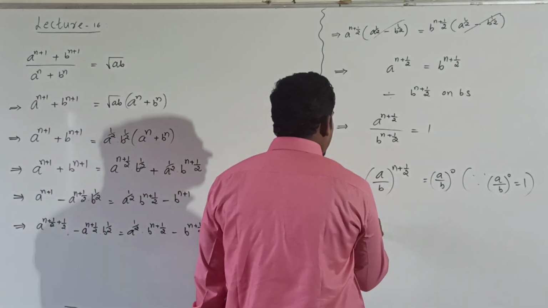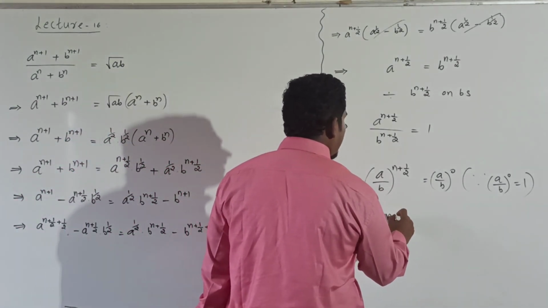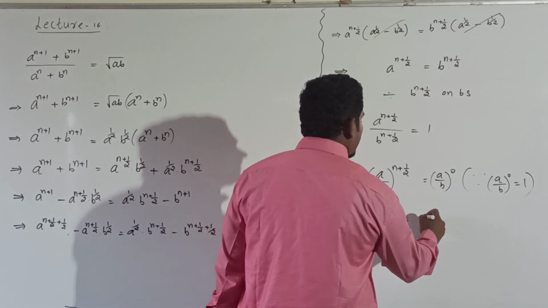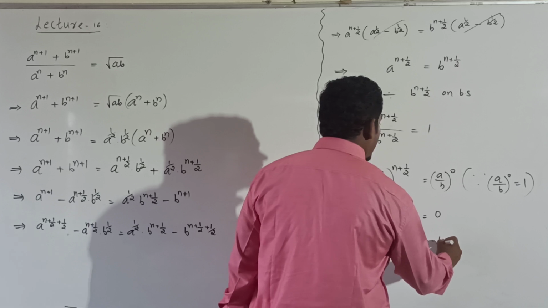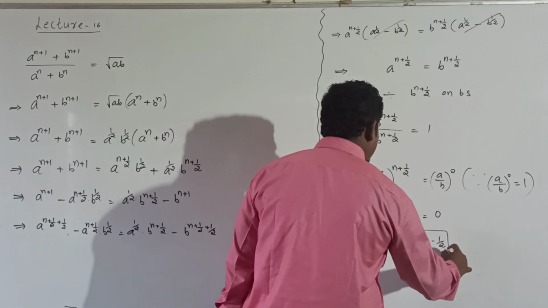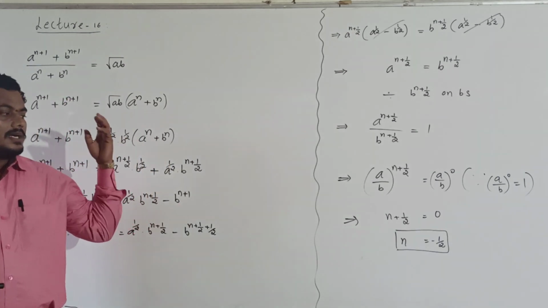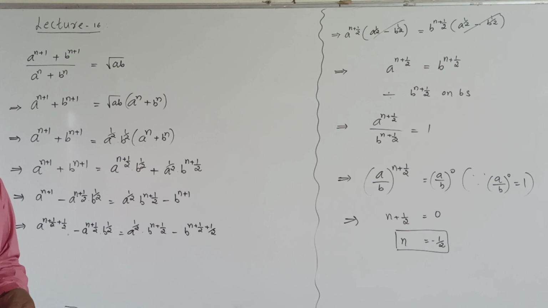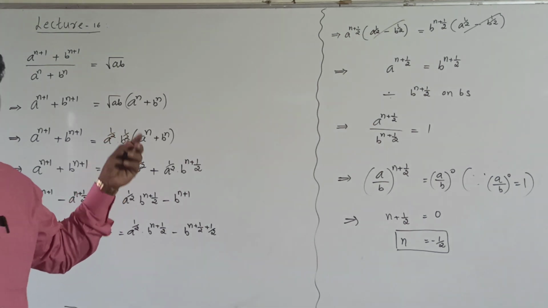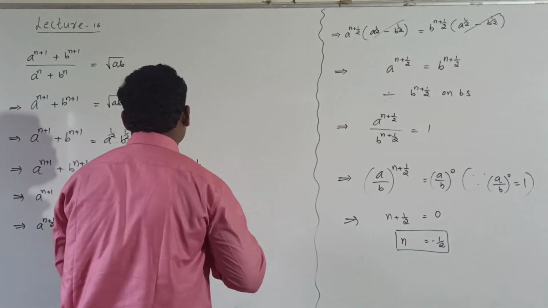Now bases are equal means powers are equal. So n + 1/2 is equal to 0. Therefore n equals minus 1/2. This is one of the important 3 markers. If this expression is the geometric mean between a and b, then find the value of n. This is one of the important 3 markers.